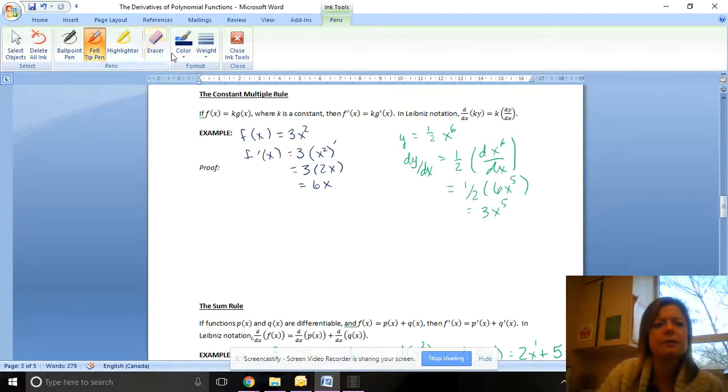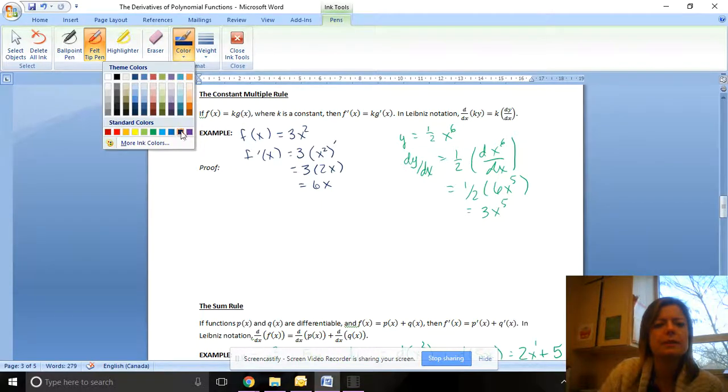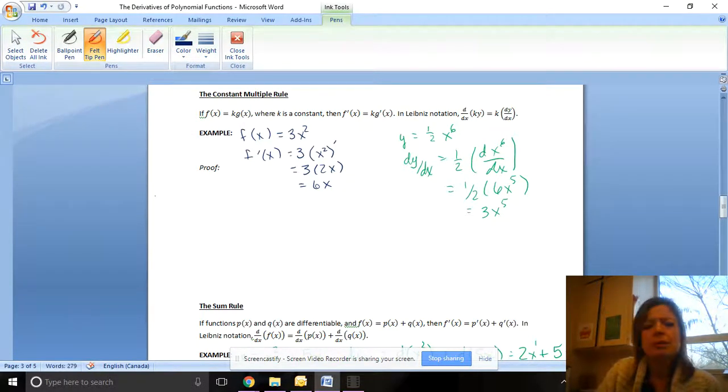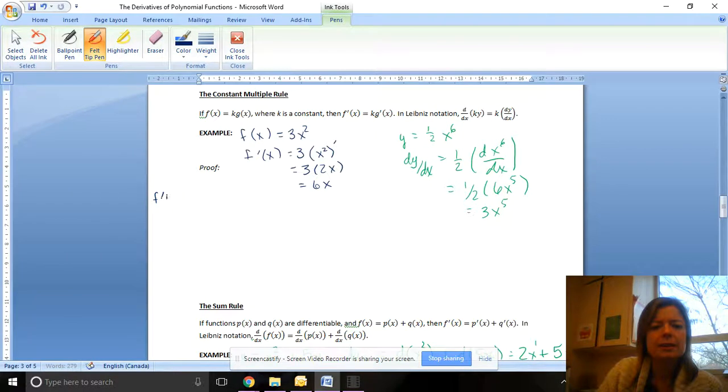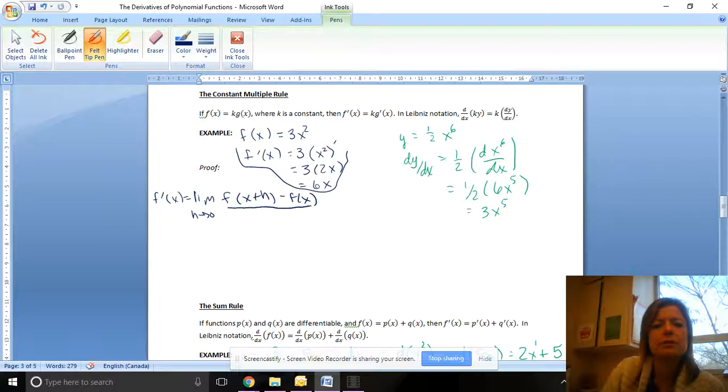So we have a relatively simple proof for this. It won't be too long, okay? So the derivative, f prime at x, is equal to the limit as h approaches 0 of f at x plus h minus f at x over h. So that's the definition of a derivative function.